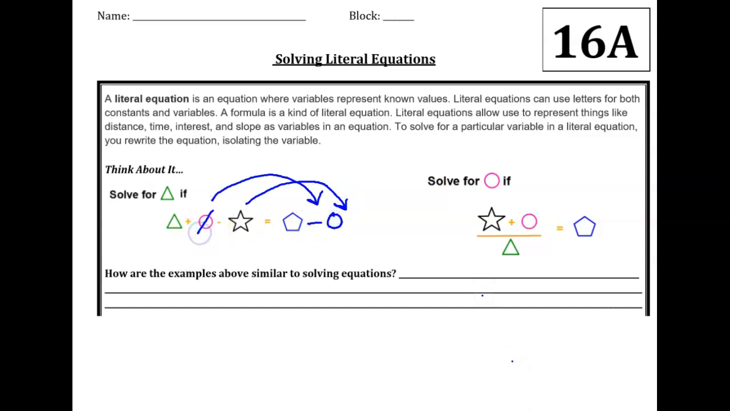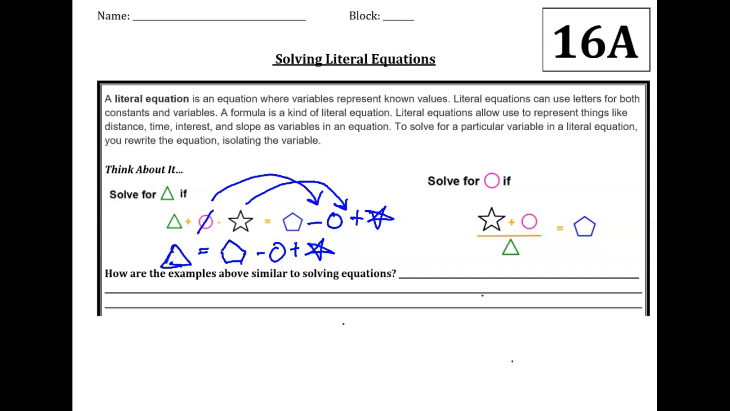So we'd bring it to the other side as a minus circle, and for the star, it's minus a star, so the inverse operation would be to add a star. So if we solve for the triangle, it becomes the pentagon minus the circle plus the star. So we solved for the triangle.